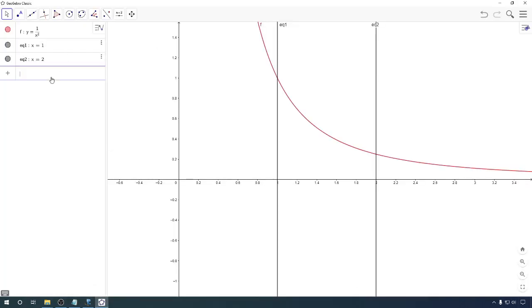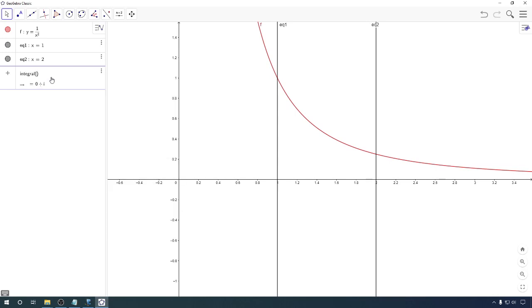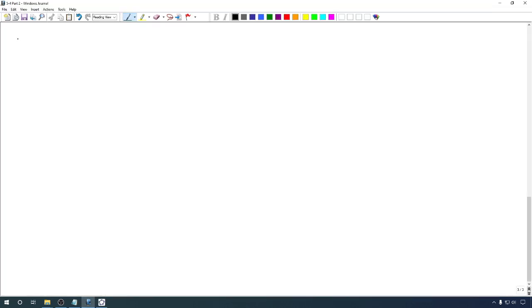We can go ahead and find the integral here as well, the integral of the original function f from 1 to 2. And of course, like we saw, we expected an area of 1/2, and they gave us 0.5. Same thing. So let's move on to problem 20.